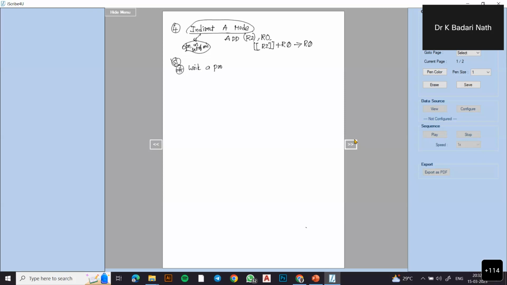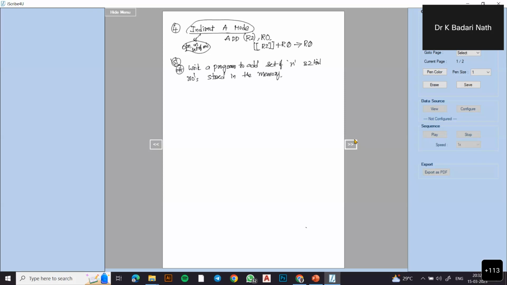Write a program to add a set of n 32-bit numbers stored in the memory. So let us understand this addressing mode by writing a small program.